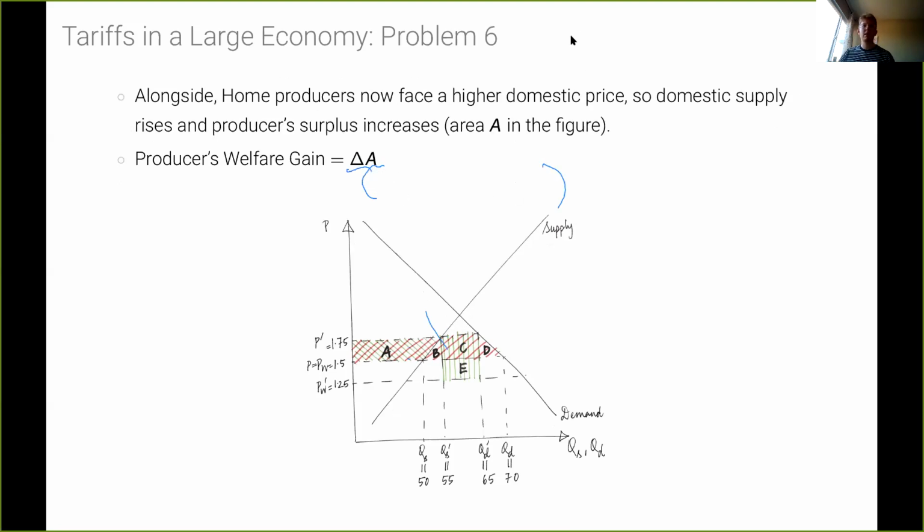We can think about the effects on producers. So now producers face an effectively higher price. And so producers gain area A because now producers produce at a higher price. So this is similar to before.